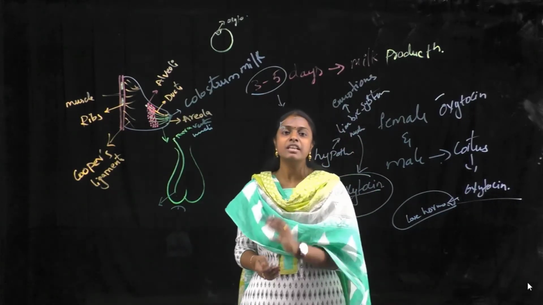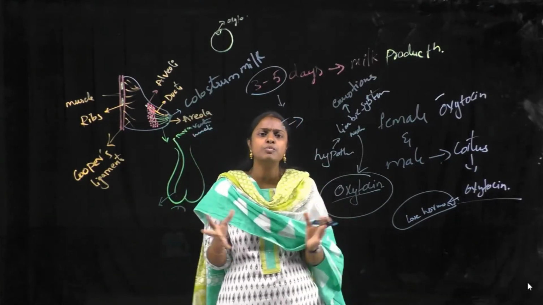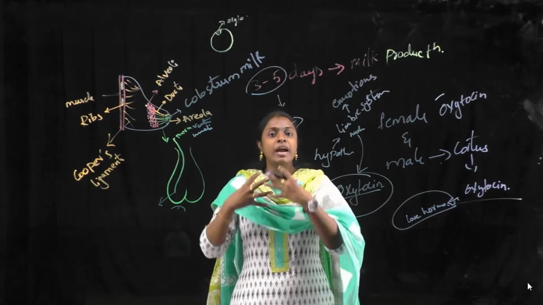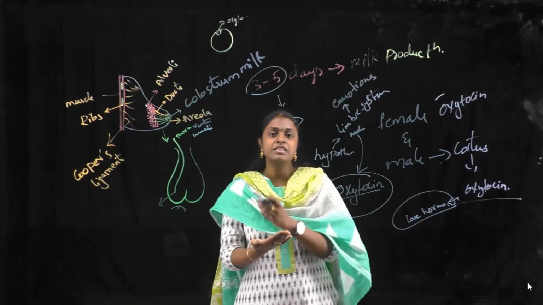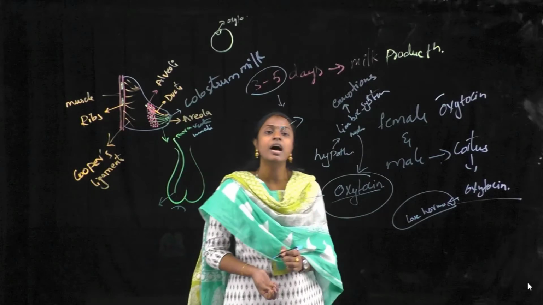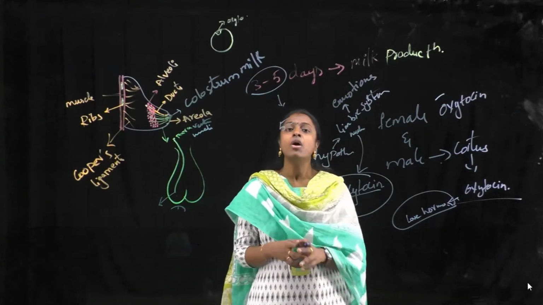When it is acting on the uterus, as the baby is sucking here, it will release more and more oxytocin. It will cause contraction of the uterus and release all the fluids and waste materials from the uterus. That's how oxytocin will work in our body. So let's see the pharmacological actions of oxytocin.